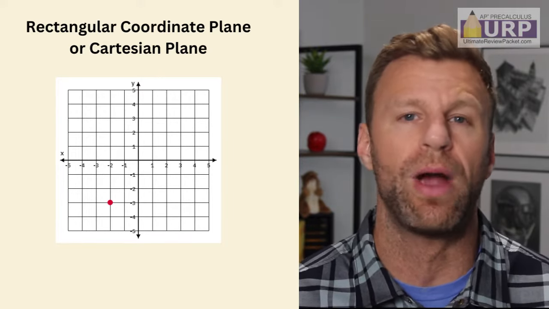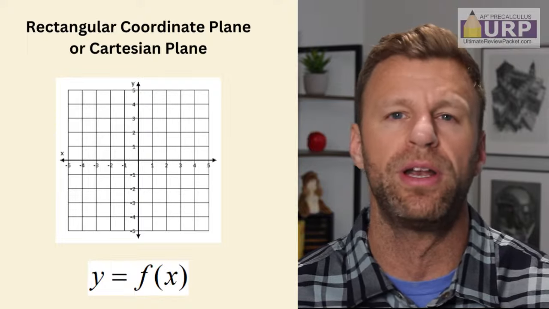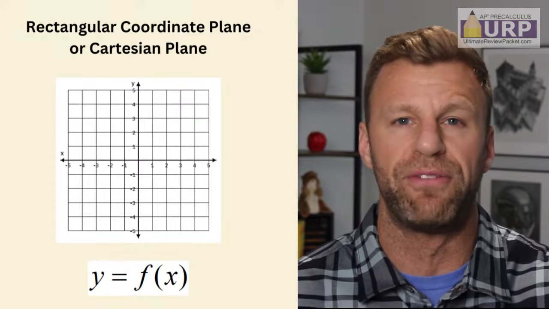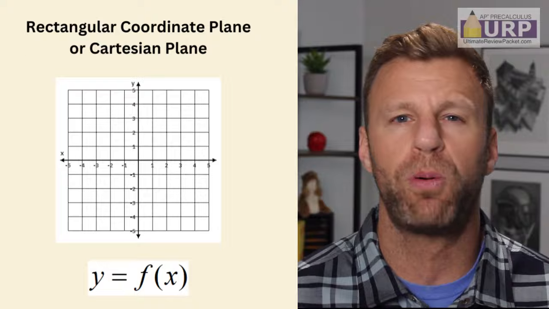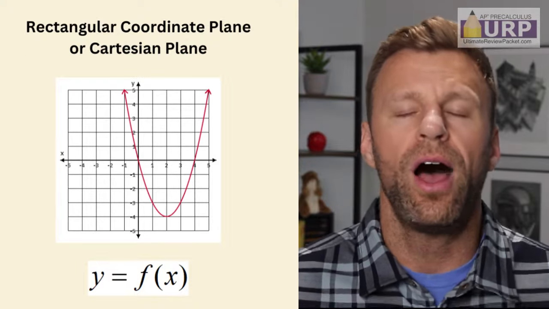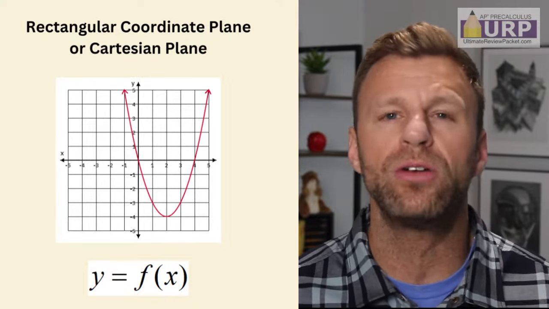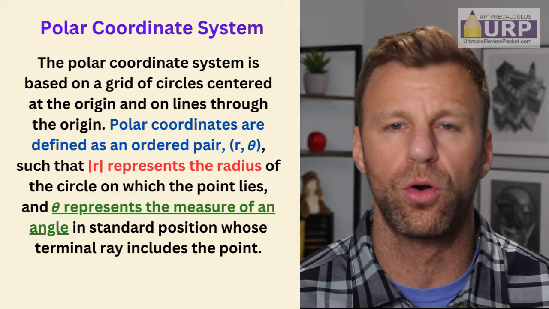In that plane, we could graph functions. So we have x as our input and y as our output, and that function creates a bunch of points. Put all those points together and we get a cool curve. All right. But now we're going to switch gears to a brand new coordinate system called the polar coordinate system.